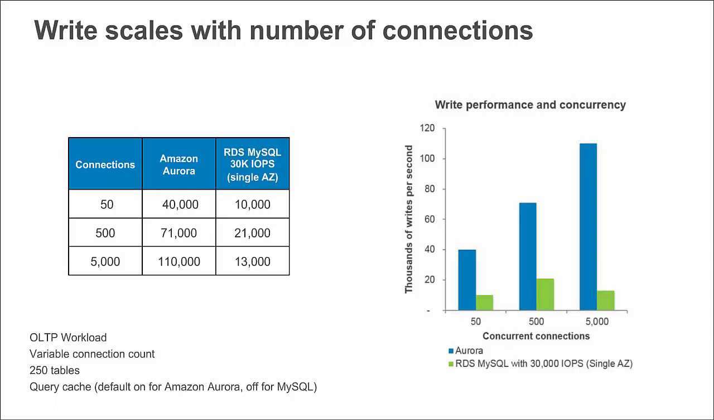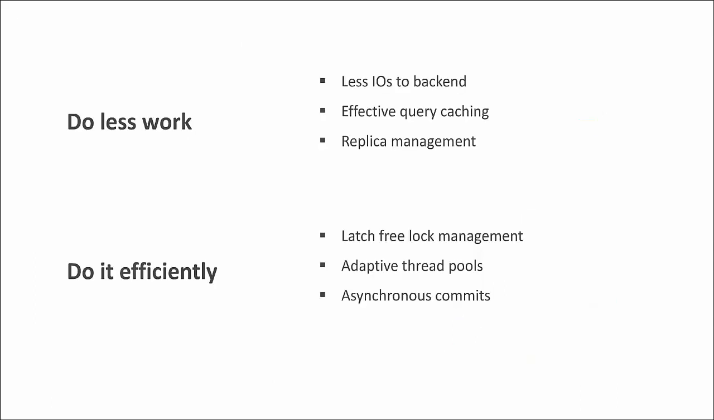Now, as you ramp up the number of connections, that is where you see the biggest difference. When you go from 50 to 500 to 5,000, at 5,000, Aurora write performance goes from 40,000 to 110,000, whereas for RDS for MySQL, it goes from 10,000 to 13,000. So that's a really substantial difference. Now, how do we achieve this? Interestingly, by doing less work.